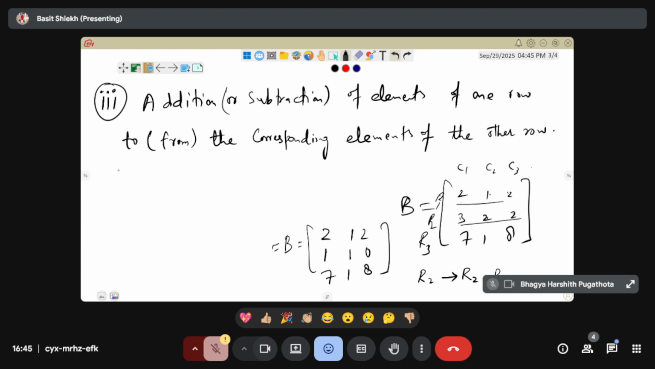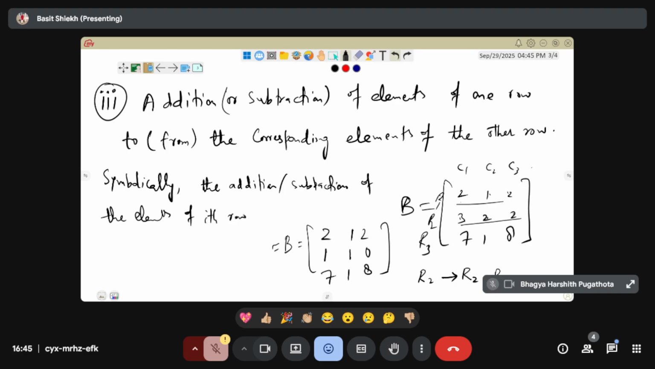And symbolically, how will we write? Symbolically, the addition and subtraction of the elements of the ith row.